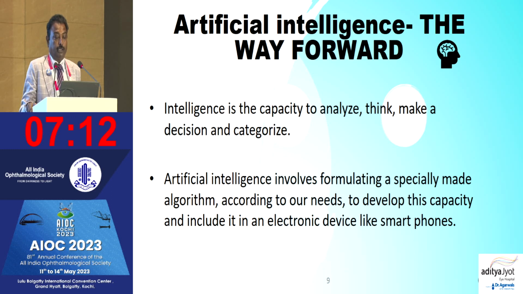Intelligence is the capacity to analyze, think, make a decision, and categorize. Common sense is commonly not available, and people don't use it. Artificial intelligence involves formulating a specially made algorithm according to our needs to develop this capacity and include it in an electronic device like a smartphone.